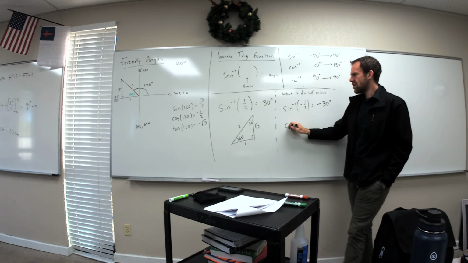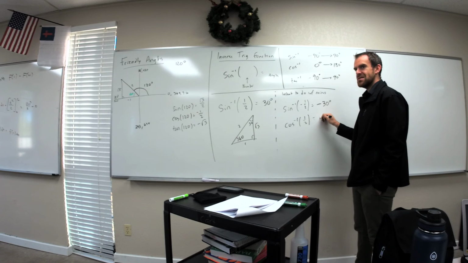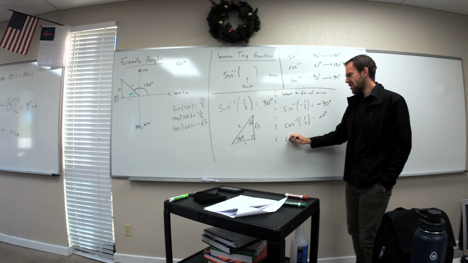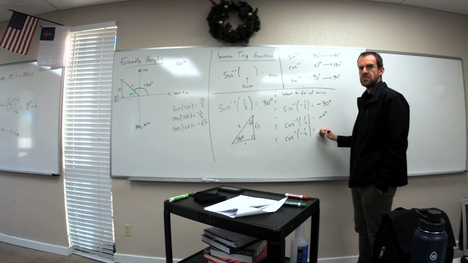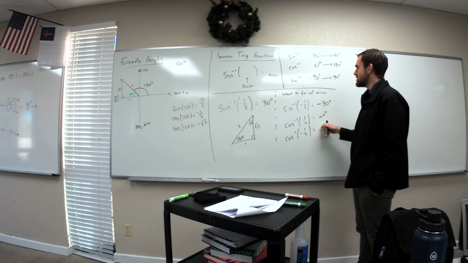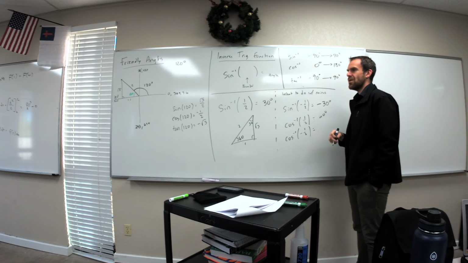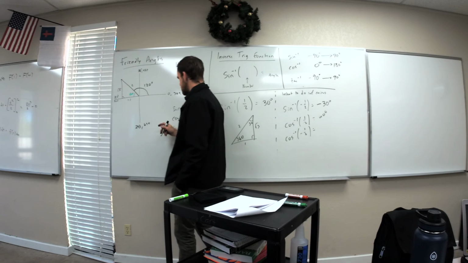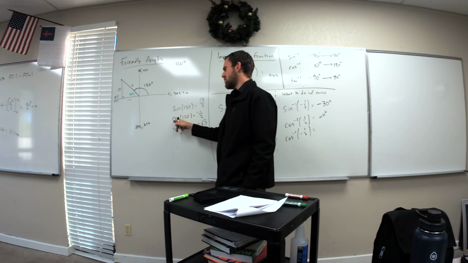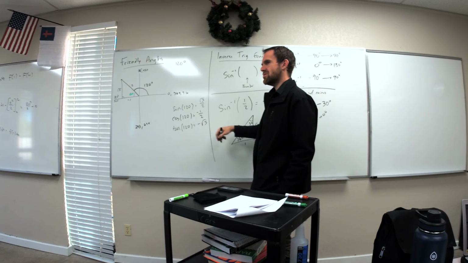Okay, so if I did arc cosine of 1/2, that would be 60. If I did arc cosine of negative 1/2, that would be not negative 60, but what's the corresponding angle in the second quadrant? Well, we did it right here. What angle do you plug into cosine to get negative 1/2? You plug in 120.